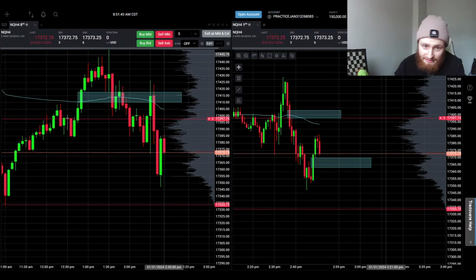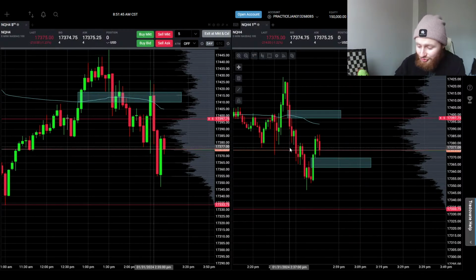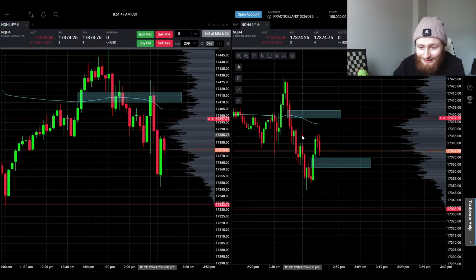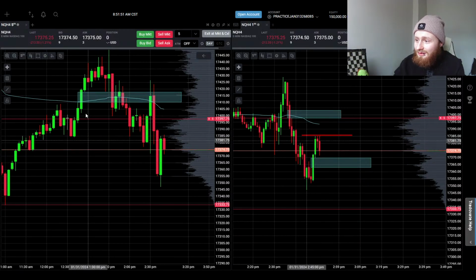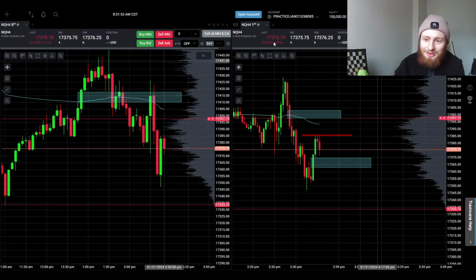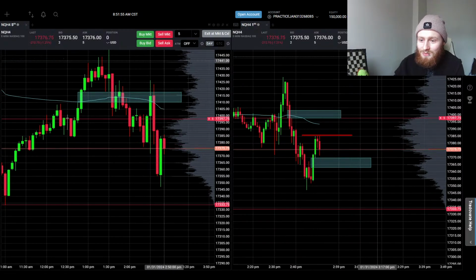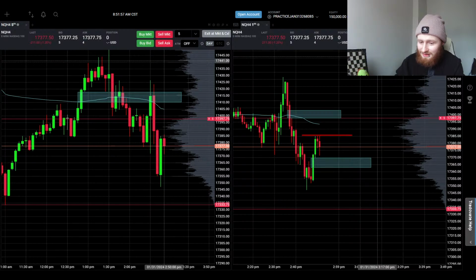I hate Tradovate. Tradovate sucks, man. Why are you only allowed to have one with shortcuts? Like, what's the point in that, right? That's such a silly thing to do.